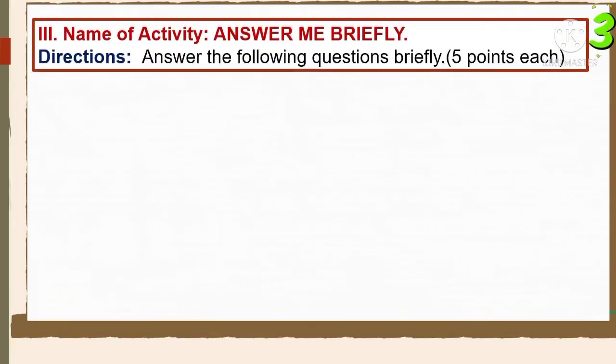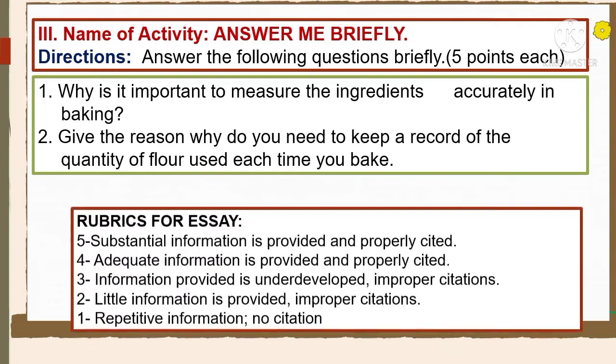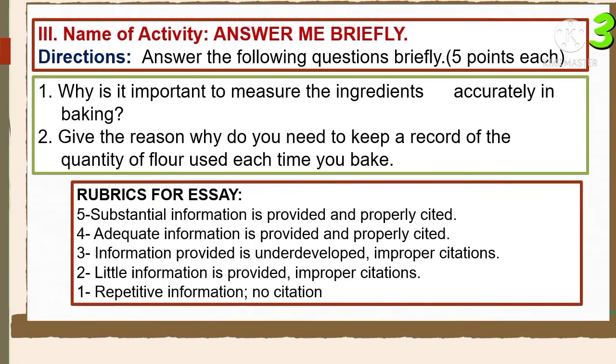For Test 3, the name of the activity is Answer Me Briefly. Directions: answer the following questions briefly. You can get 5 points each. Your answer will be graded according to the rubrics below.